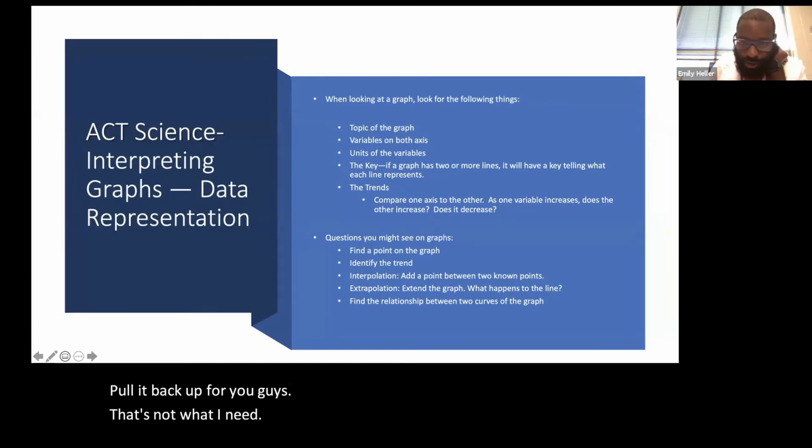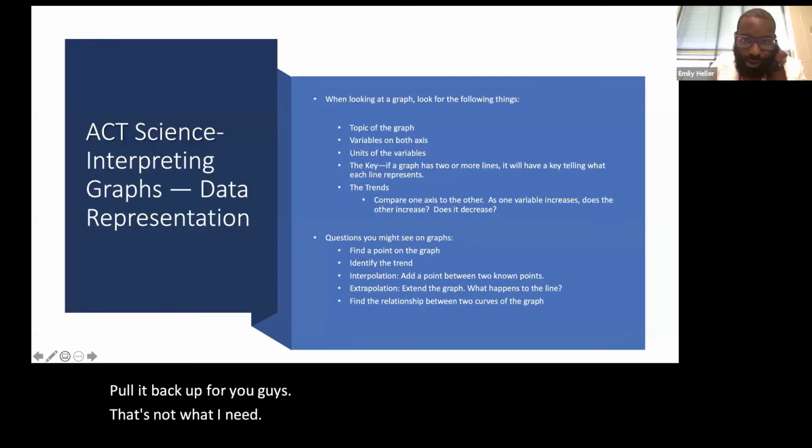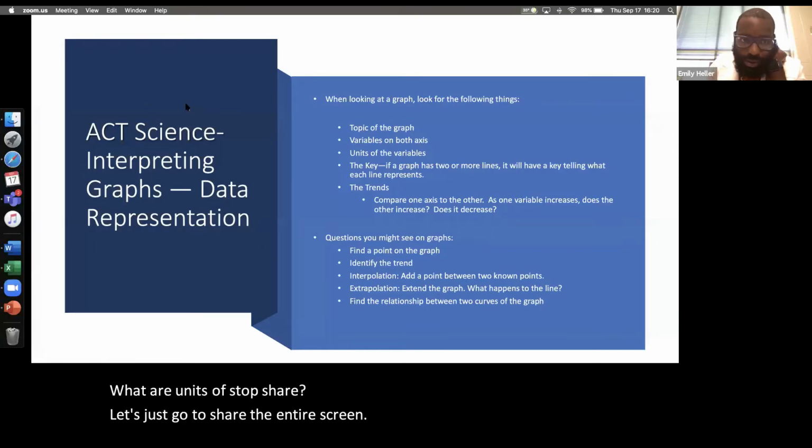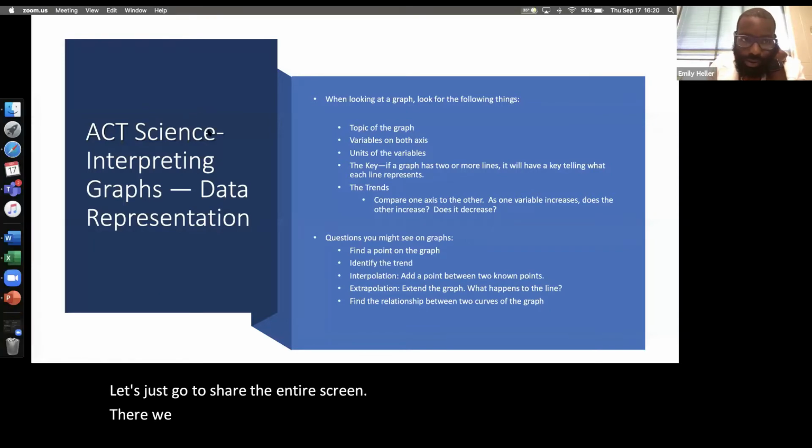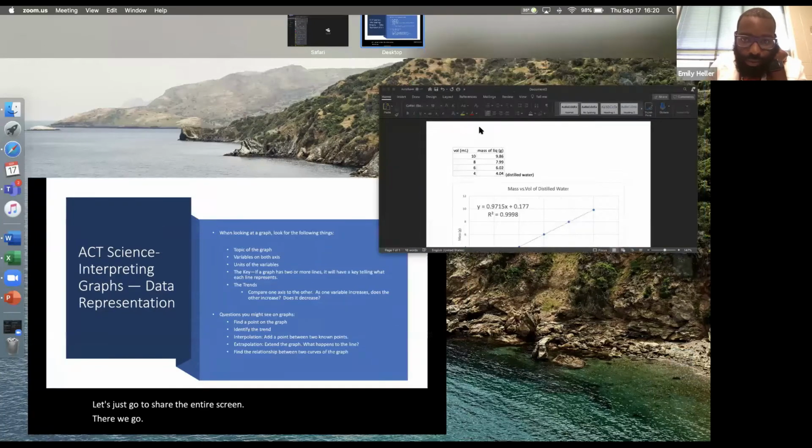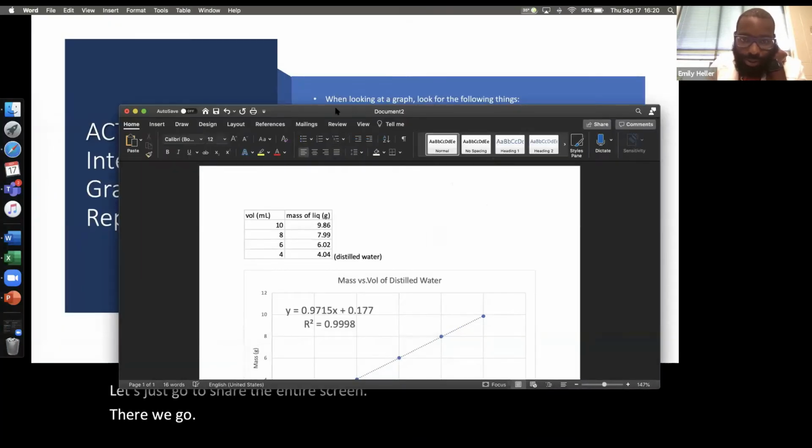What are our units of stop share? Let's just go to share the entire screen. That way I don't have to go dibbling and dabbling. There we go. All right, can you guys see my screen?